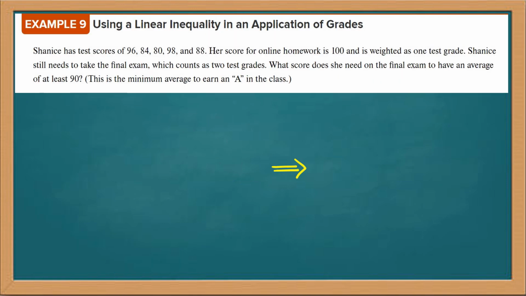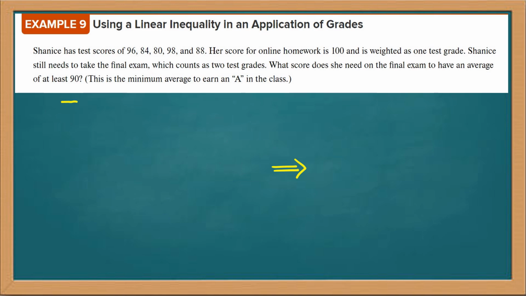All right, so we're going to use a linear inequality in an application of grades. So this says Shanice has test scores of 96, 84, 80, 98, and 88. Her score for online homework is 100, and that's weighted as 1 test grade. Shanice still needs to take the final exam, which counts as 2 test grades. What score does she need on the final to have an average of at least 90? This is a minimum average to earn an A in the class.